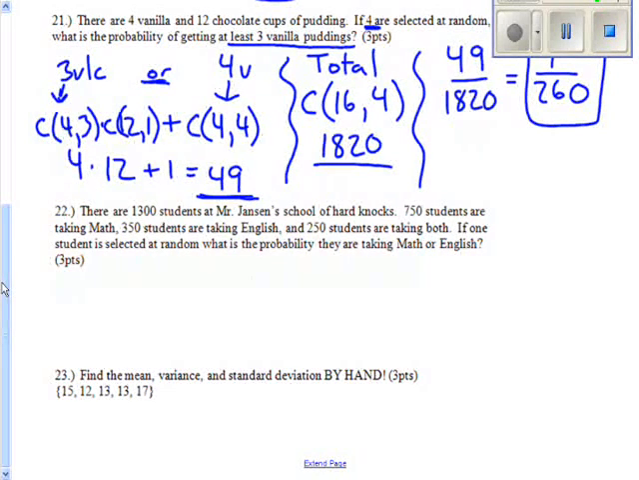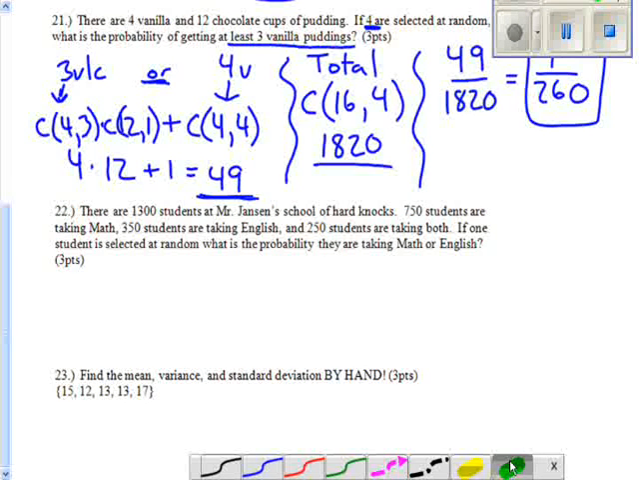If we look at this guy, it says there are 1,300 students at Mr. Jansen's School of Hard Knocks. 750 students are taking math, as they should be. 350 students are taking English, and 250 students are taking both. If one student is selected at random, what is the probability that they are taking math or English?